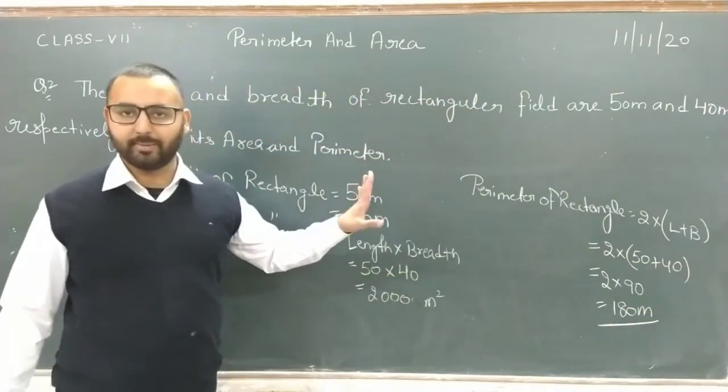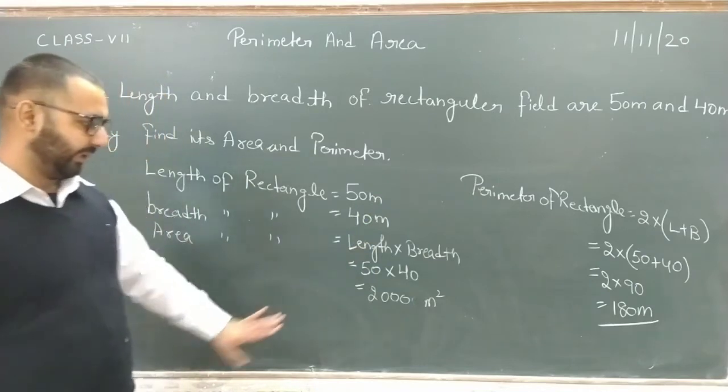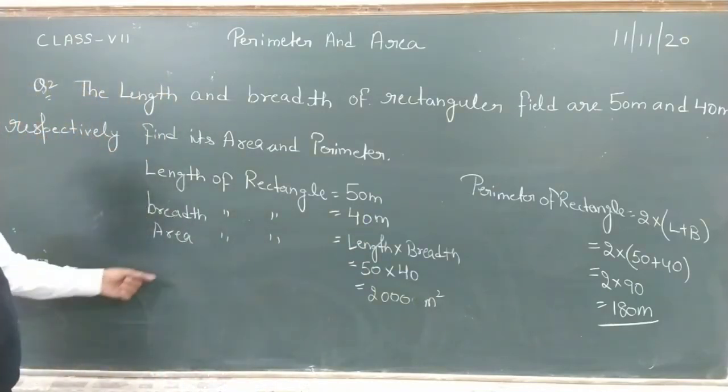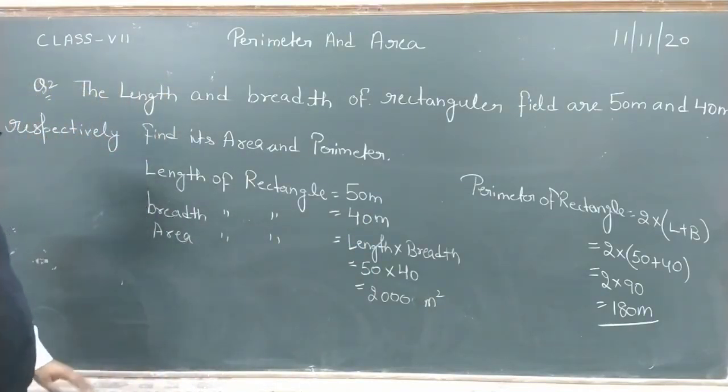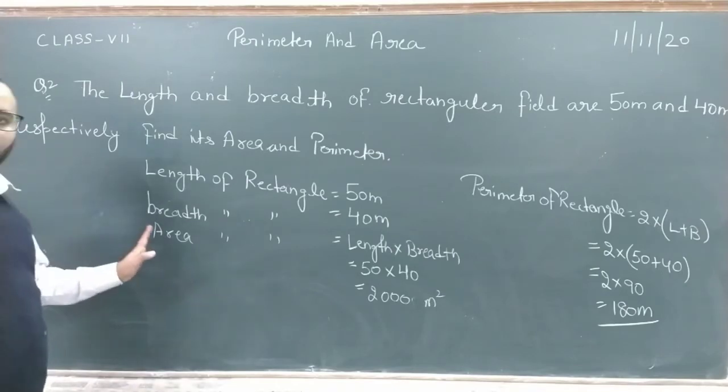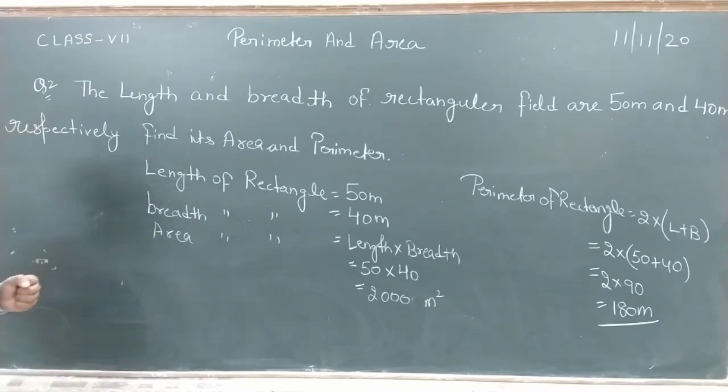Clear? The units will remain the same for perimeter, meter only. And here in area, meter square. I hope this question based on rectangle is also clear to you.